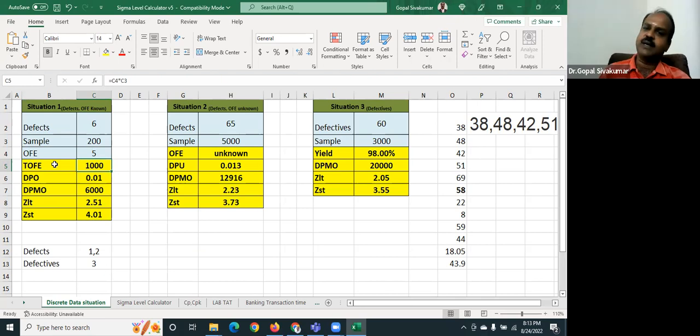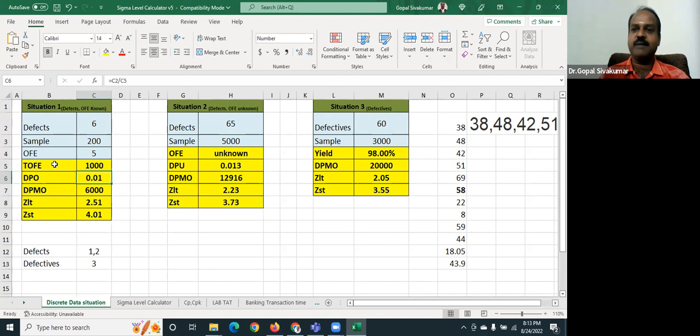Can one of you explain how to get this 1000 manually? Sample into opportunity for error. Excellent. Sample into opportunities for error in each sample. 200 samples, and in each sample 5 opportunities. So totally 1000 opportunities. Now defects per opportunity. How to calculate defects per opportunity? Can one of you tell me the manual formula?